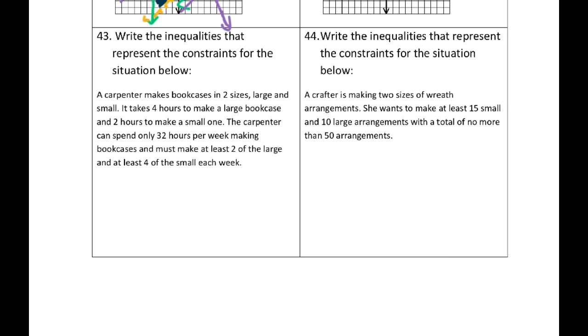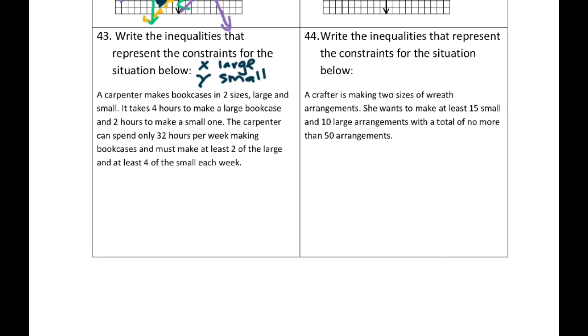All right, last one. Write the inequalities that represent the constraints for the situation below. A carpenter makes bookcases in two sizes, large and small. It takes 4 hours to make a large bookcase and 2 hours to make a small one. The carpenter can only spend 32 hours each week in making bookshelves, and he must make at least 2 large and 4 small. So I'm going to let X be my large bookcases. And I'll let Y be the small bookcases.